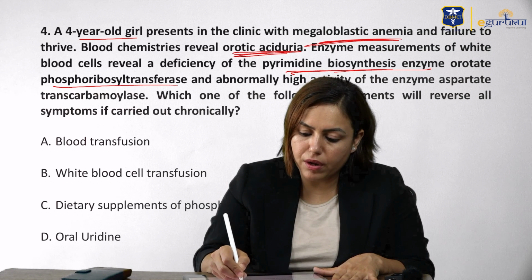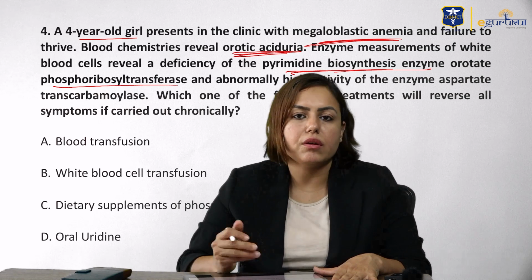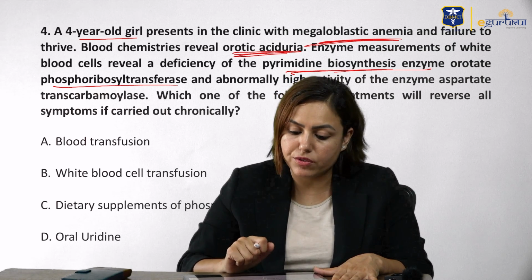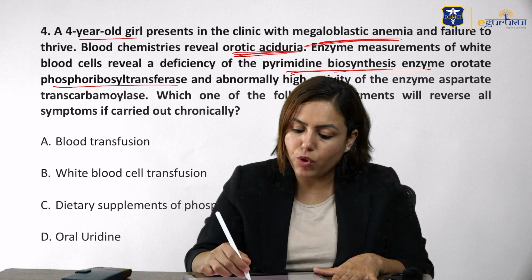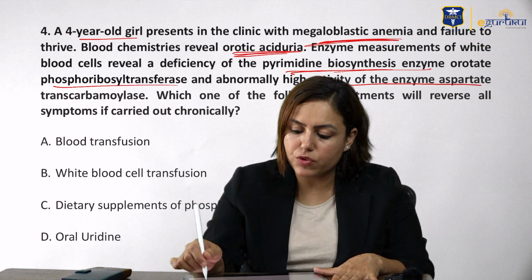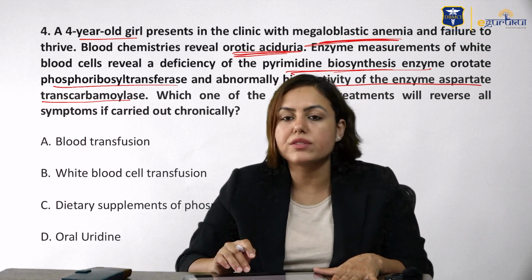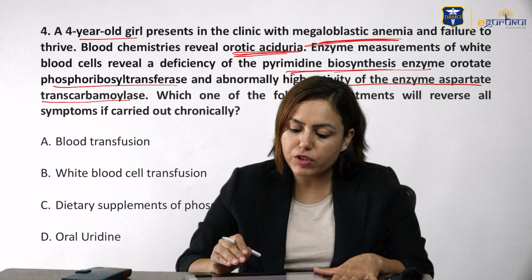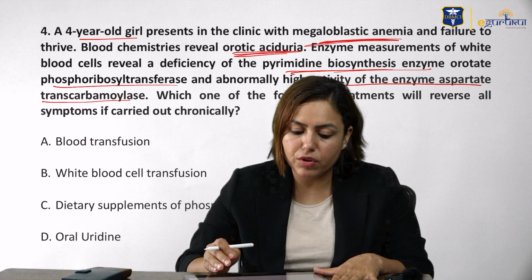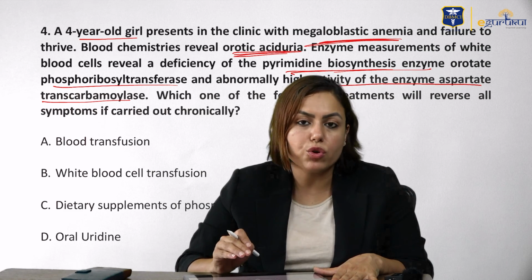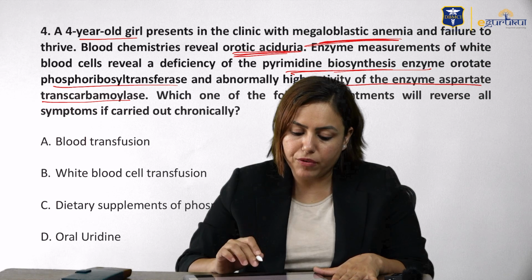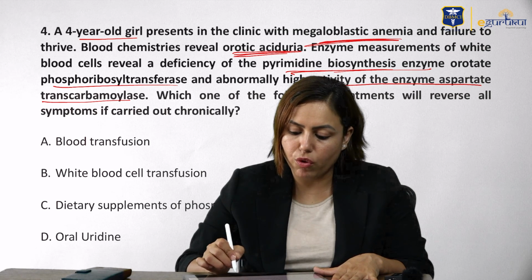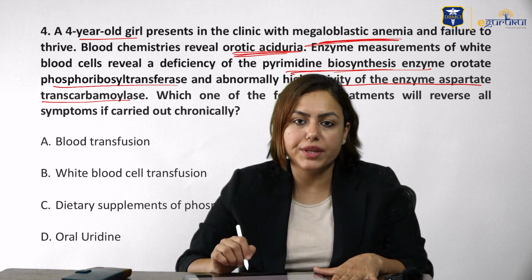So OPRT enzyme is deficient and this is a case of orotic aciduria. Patient has abnormal high activity of enzyme aspartate transcarbamylase, right? Which one of the following treatment will reverse all symptoms if carried out chronically? So blood transfusion, white blood cell transfusion, dietary supplements of PRPP or oral uridine.